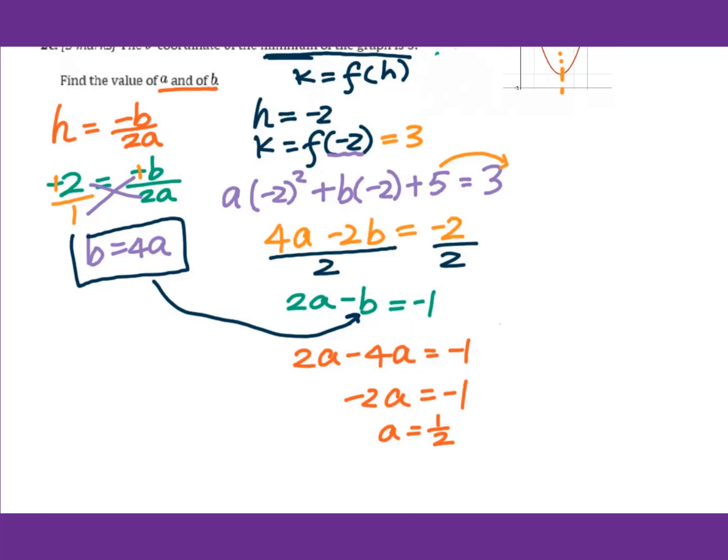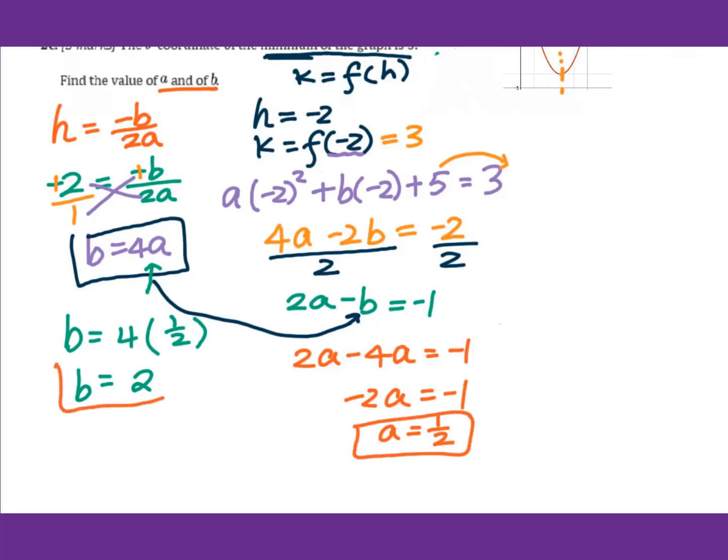Then you need to get B. B equals, I plug into here, 4 times 1/2. You will get 2. Therefore, A equals 1/2 and B equals 2 will be the solution.